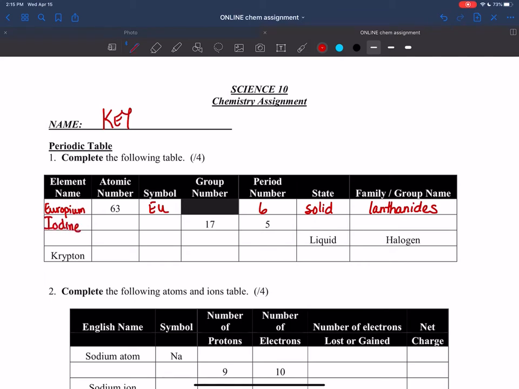And it's number 53. The symbol is I. And iodine is also a solid, and it is in the group of the halogens. What is the only liquid halogen? That would be bromine. Number 35, Br, and it's again 17 and 4. And the last one, krypton, and it is a gas, and it is in the noble gases.